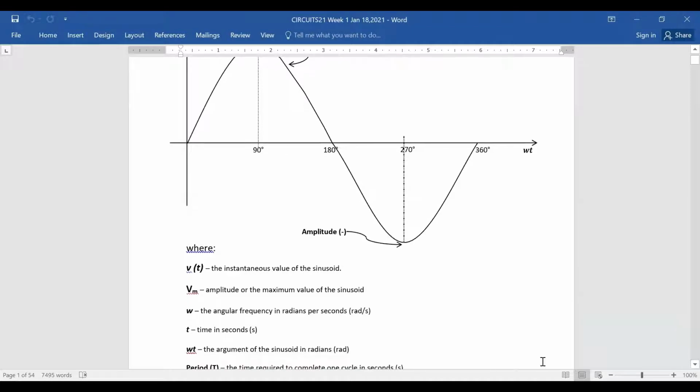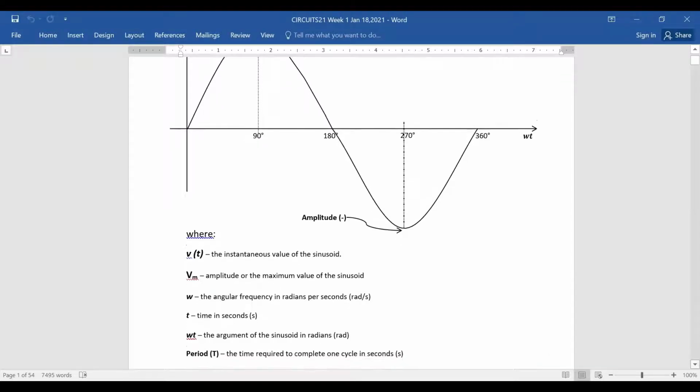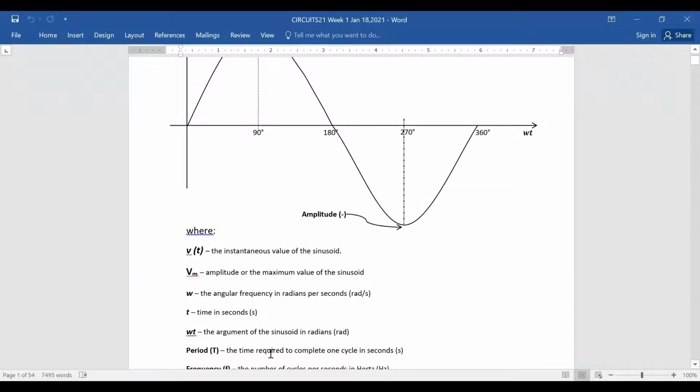We know that the unit of our omega is radian per second, so if we multiply it by time t in seconds, the seconds cancel. So the result is radian, or degree as well. And we have an additional here, capital T. This is the time required to complete one cycle. As I said a while ago, one complete cycle here corresponds to this distance from 0 to 360 degrees, in seconds.